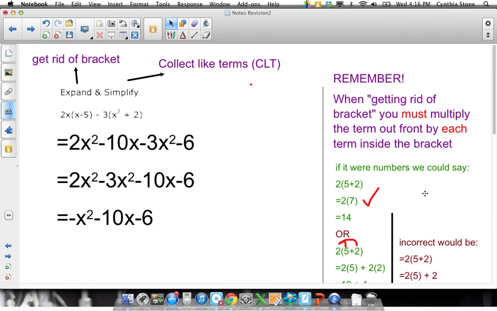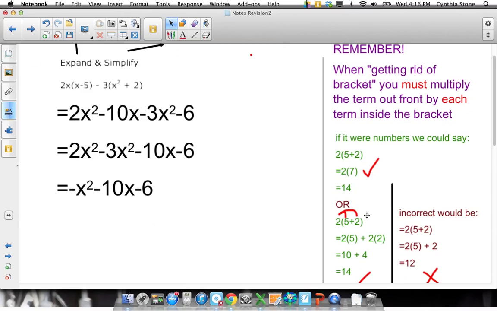Over here on the side, if you take a look, I wanted it to be very clear that when getting rid of a bracket, you must multiply the term out front by each term inside. So you could say this, and you could say this, right? These two are correct statements if you're just dealing with numbers, because numbers and letters follow the same rules.